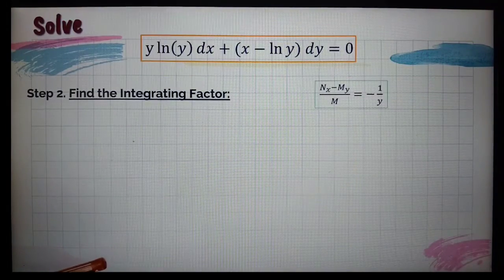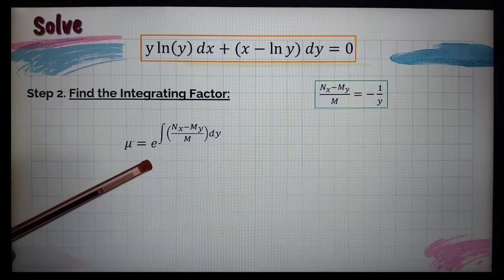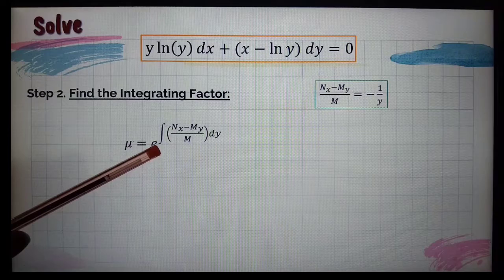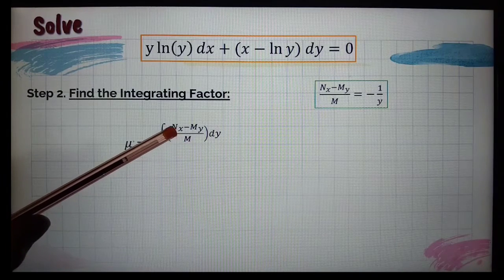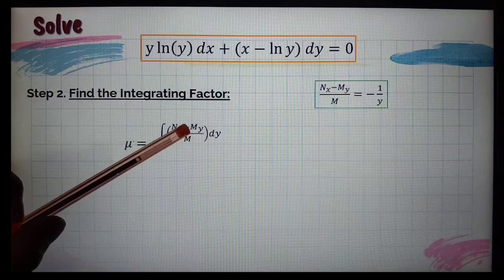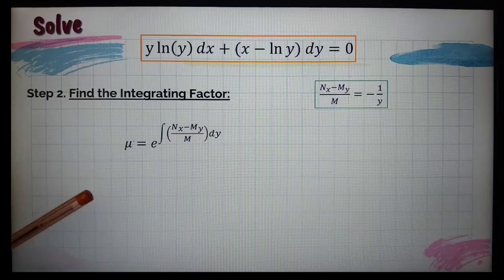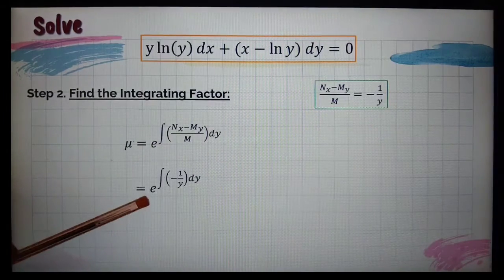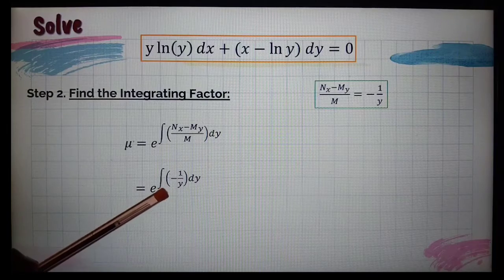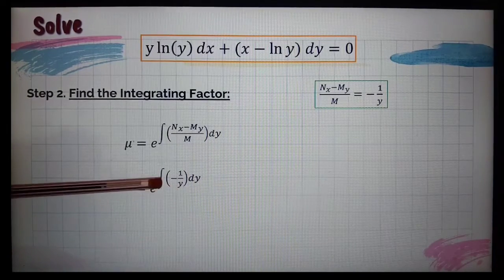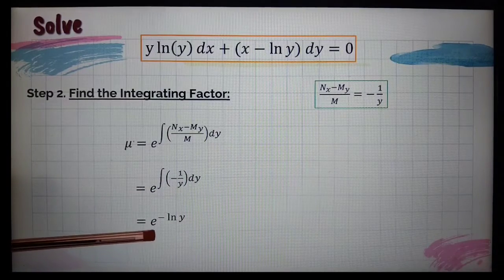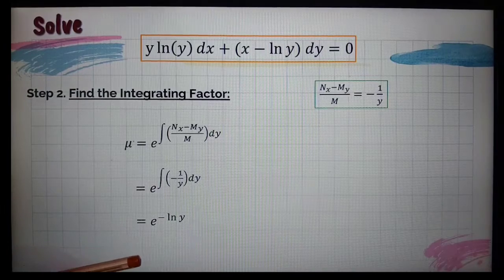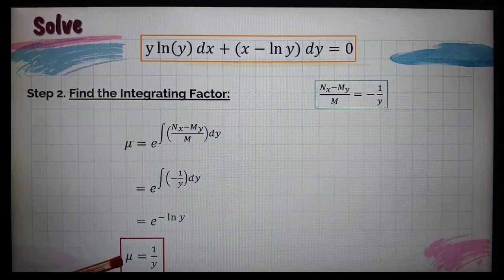So this is the formula for finding the integrating factor, which is mu is equal to e raised to the integral of the difference of n, the partial derivative of n with respect to x, the partial derivative of m with respect to y over m dy. So we will substitute this given negative 1 over y here. It will become e raised to the integral of negative 1 over y dy. So we will find the integral of negative 1 over y, and it will result to e to negative ln y, and we will solve further, and it will result our integrating factor here will become mu equals to 1 over y. So this is now our integrating factor.